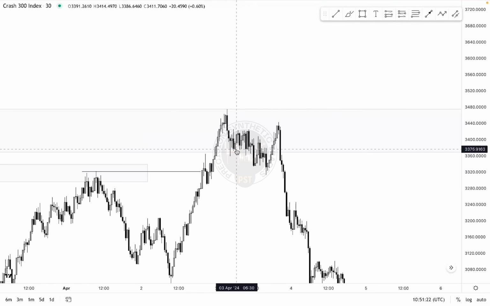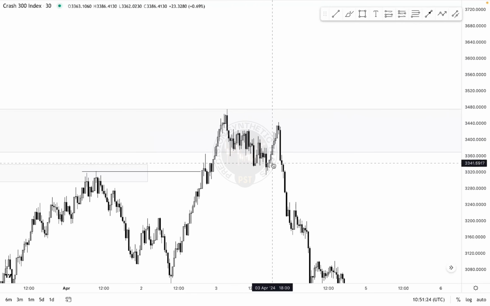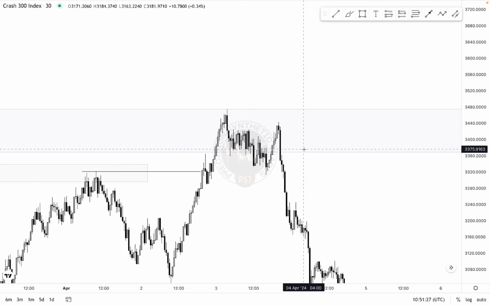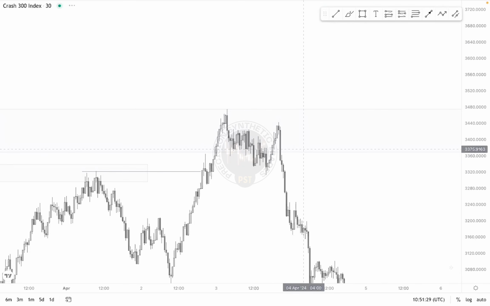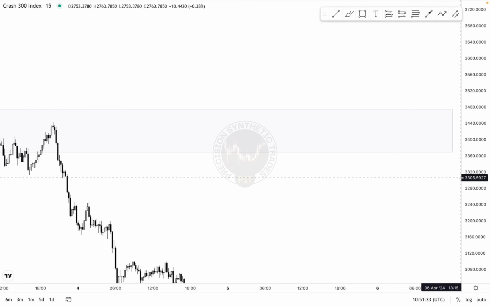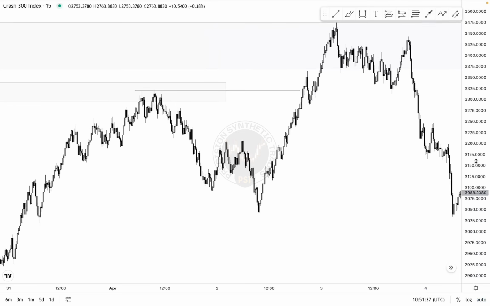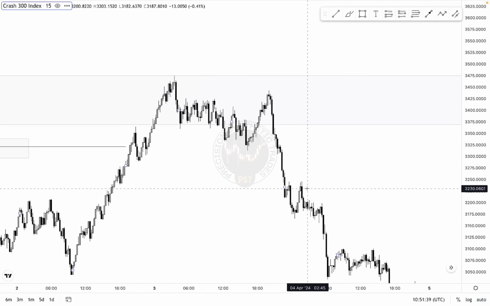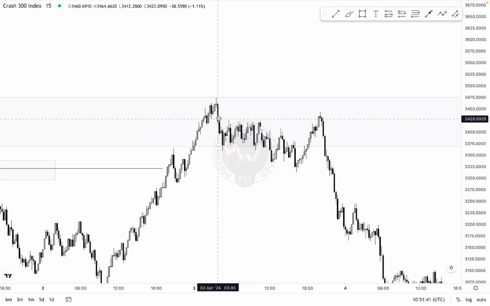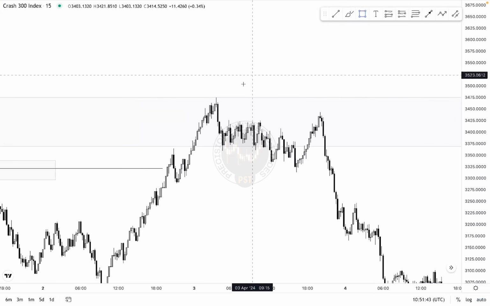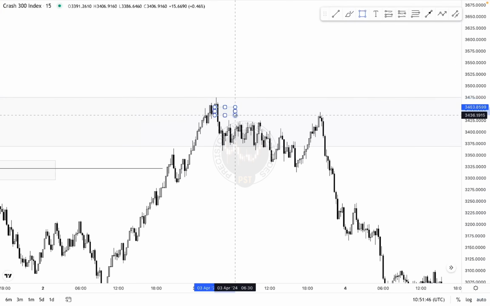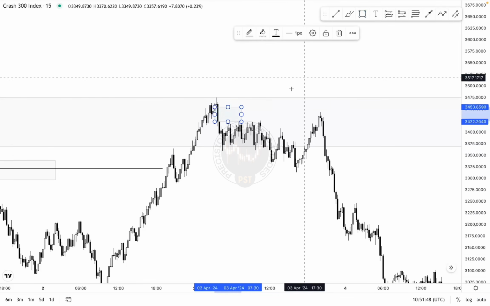Okay, we can see a little bit of choppiness here. Choppiness there, not 100% clear yet. Let's go down to the 15 minute. Top down analysis. Do it on every single trade that you do. Alright, let's see if we can see something better here. Here we can see something a little bit better. There's a fair value gap that was created there with an order block as well.